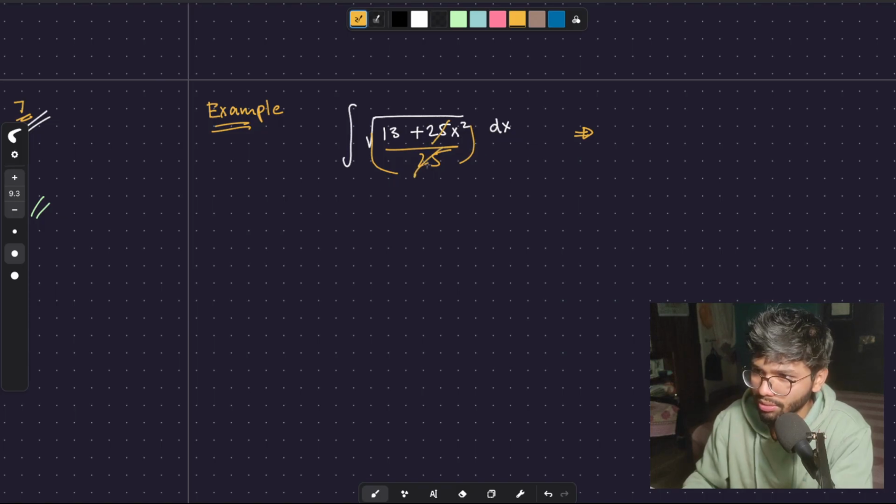So that this becomes 1 and we isolate the x. So yeah, we're going to do that.